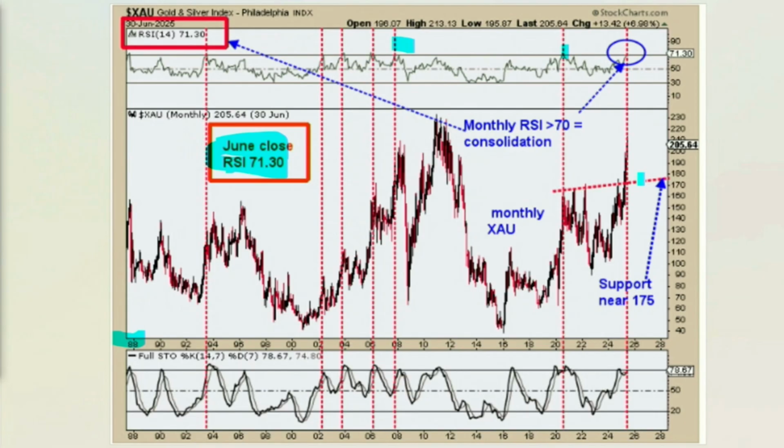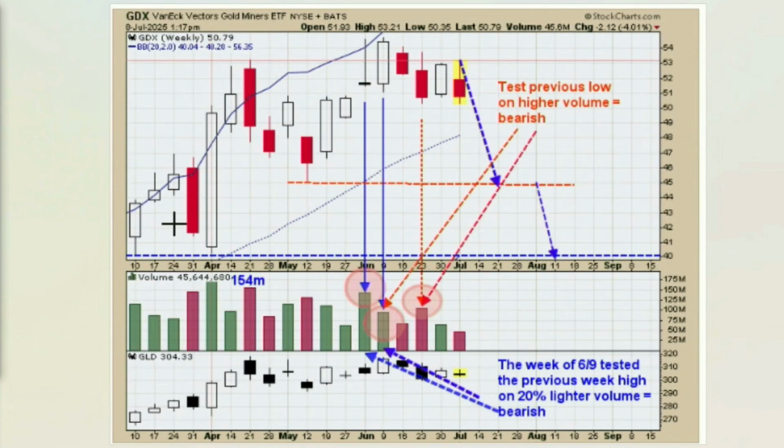show the times when the RSI closed above 70 on a monthly chart. And again, June closed at 71.30. So I'm not bearish here at all. I'm super bullish, but I think we'll get a pullback to around 75 on the XAU. So you just time out an uptrend, nothing real bad.